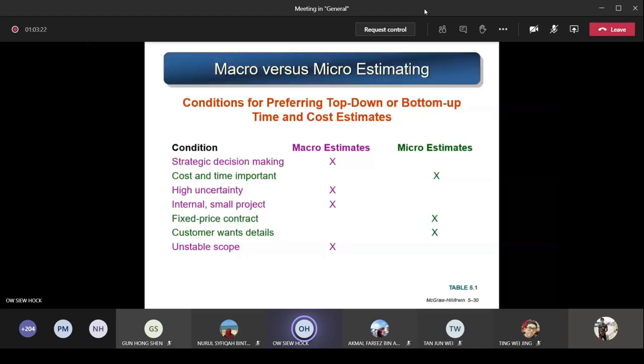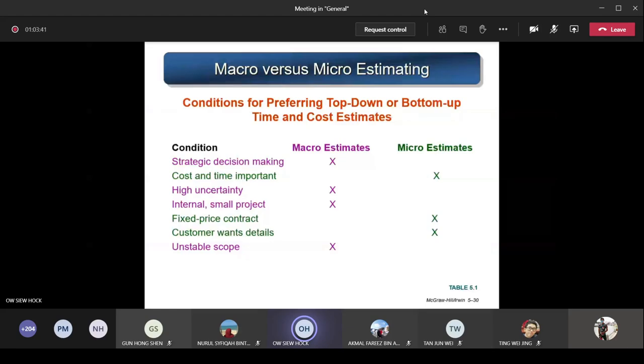The condition is strategic decision making. So you need to make a strategic decision. Strategic decision means it's long term. Okay, so it's far, far away. Just now I mentioned to you the factor: if you want to estimate something far, far away, then it's not so accurate. So you will apply the macro estimates approach.